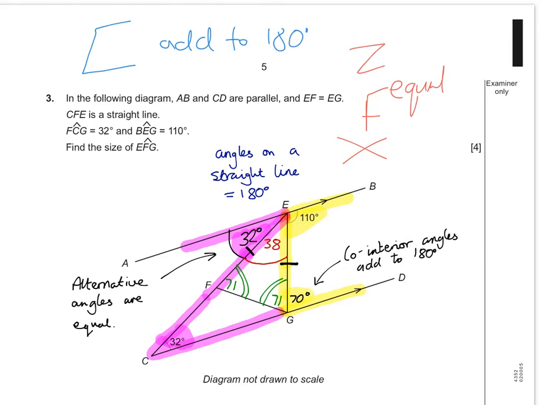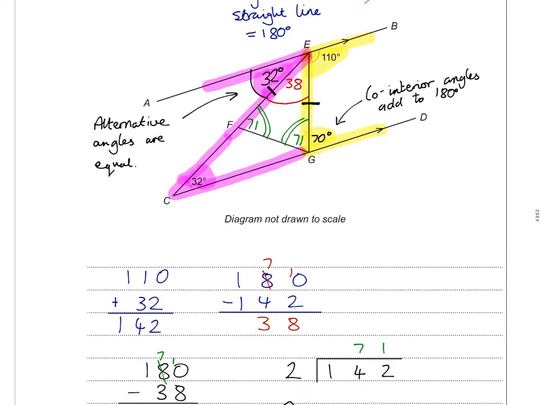So I did 180 take away the 110 to work out that was 70. The other angle I was able to work out straight away was the Z here. Now Z angles, we've already talked about, are equal. So those two there have got to be the same. Now the next bit of maths I used was angles on a straight line add to 180. Because I knew that was 32 and that was 110, I could work out the 38 by doing the following maths.